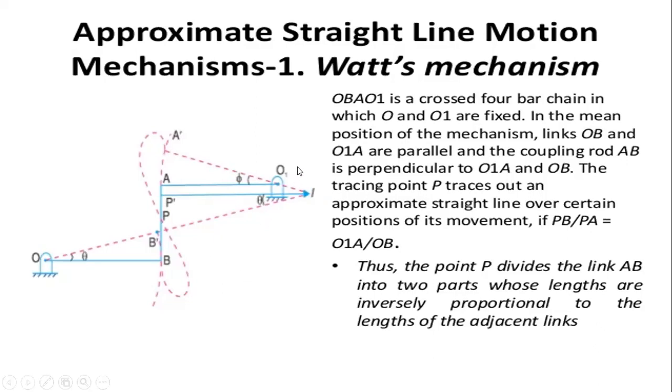So O1 and O are the fixed ends here. The angle between these two is theta. Here you can see it in the picture. And these OB and O1A links oscillate about their fixed ends.